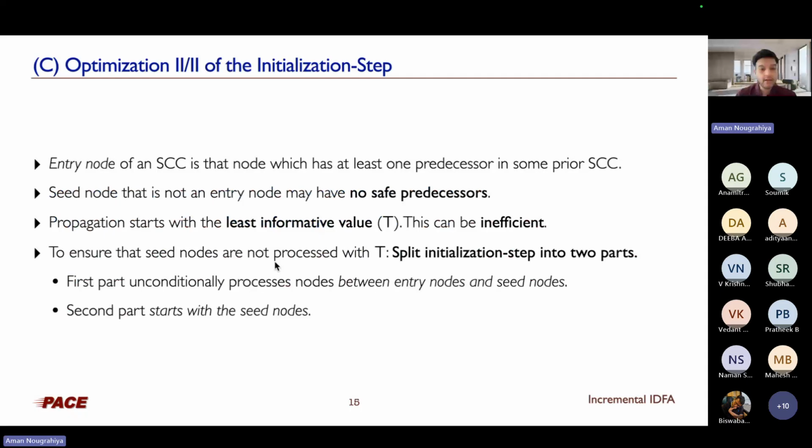To ensure that seed nodes are not processed with top, the least informative value, we split the initialization step into two phases. In the first phase, we propagate information from entry nodes up until the seed nodes. Then in the second phase, we start with the seed nodes, the way we did in the last example.